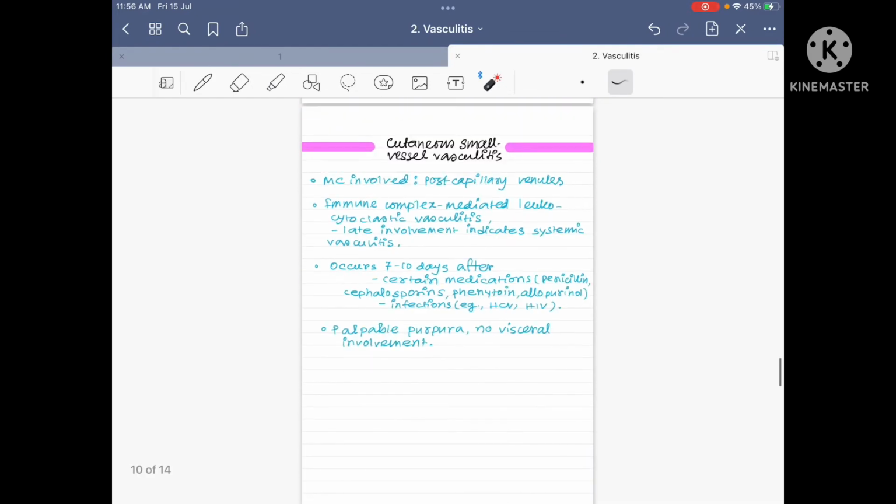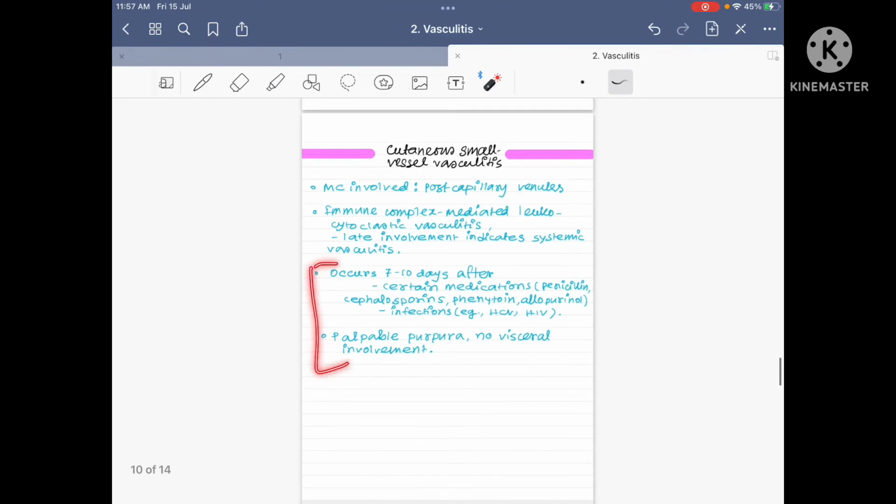Now coming to the cutaneous small vessel vasculitis, the most commonly involved are post-capillary venules. It is also commonly asked. It is also, as you know, immunocomplex mediated and occurs 7 days after certain medication, infection, palpable purpura, no visceral embolus. This is all common as above. You don't have to remember this part. Just remember the most commonly involved part and that it is immunocomplex mediated.